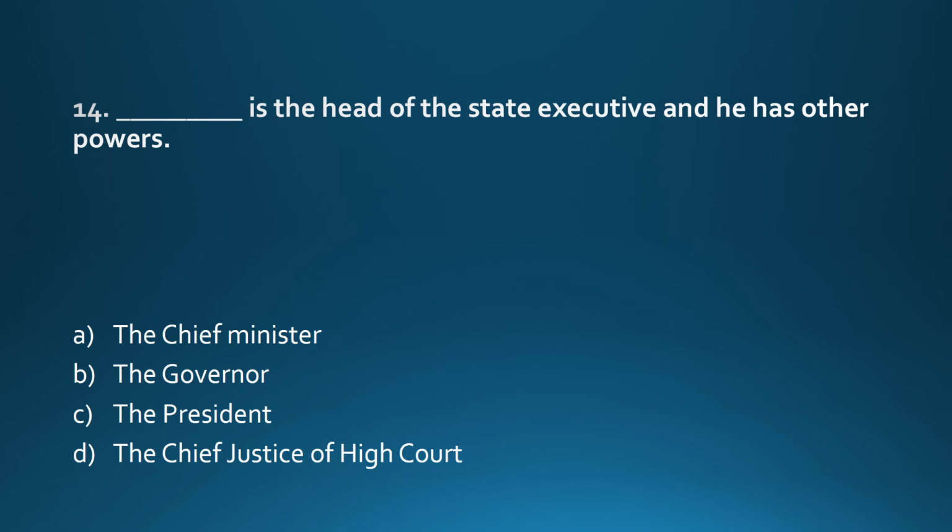Question number 14. Who is the head of the state executive and has other powers? Option A. The chief minister. Option B. The governor. Option C. The president. Option D. The chief justice of high court. Correct answer is option B. The governor.